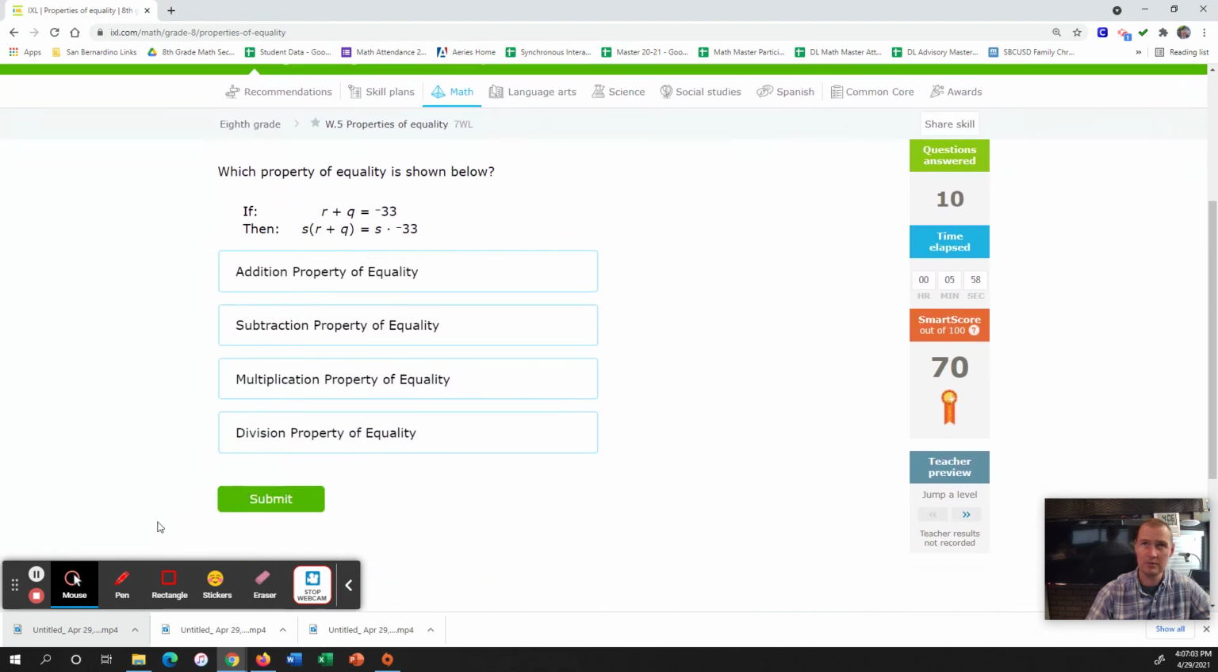Which property of equality is shown below? We got R plus Q equals negative 33. What's being changed? We got an S that's being changed. What's the S doing? It's multiplying. And here, distributive property is also multiplying. So multiplication property of equality. All right, if D minus C equals negative 73, what is the change? We got multiply by 80. There's that multiplication sign, and parentheses means multiply in there. So multiplication here.